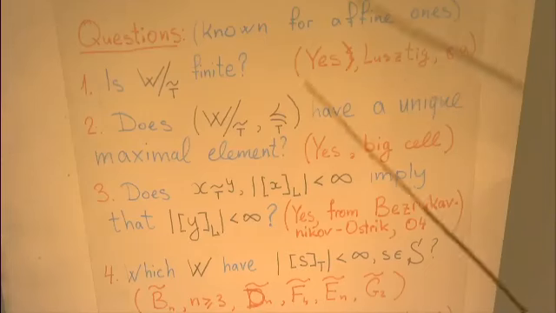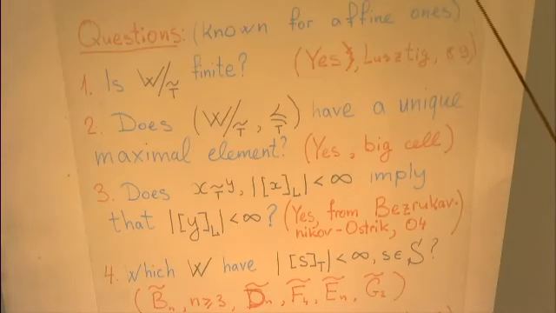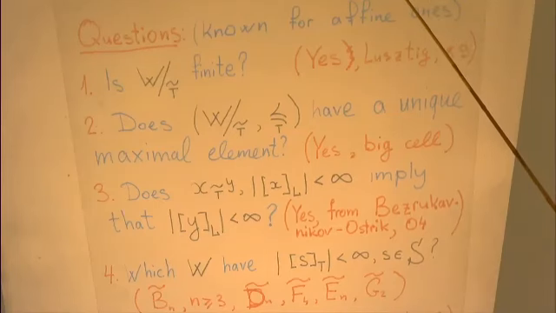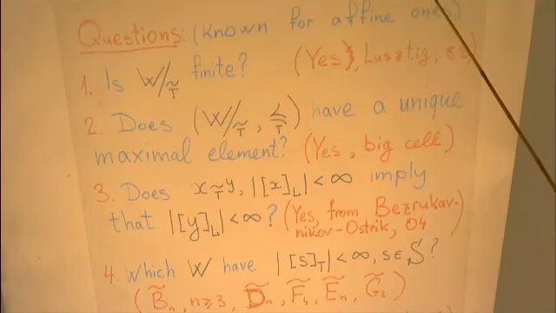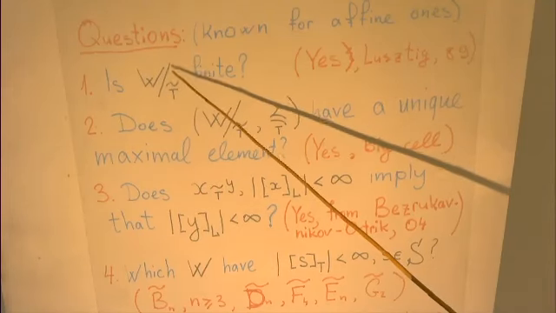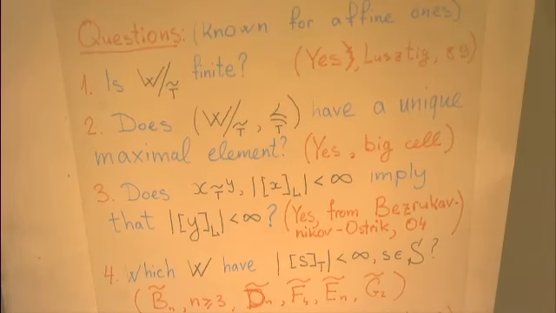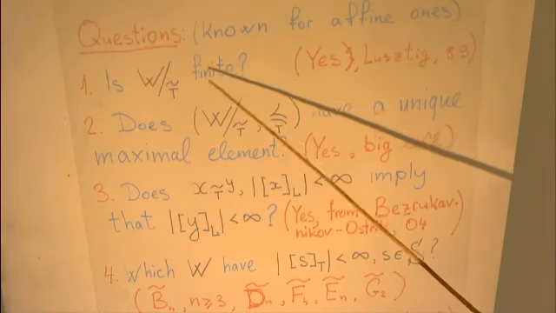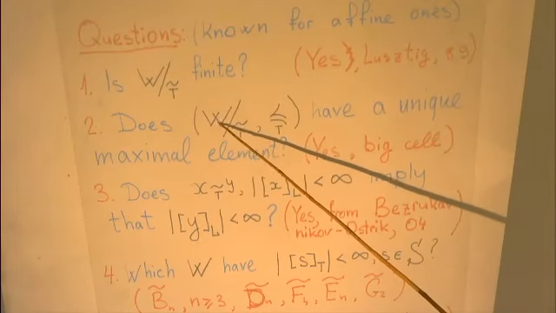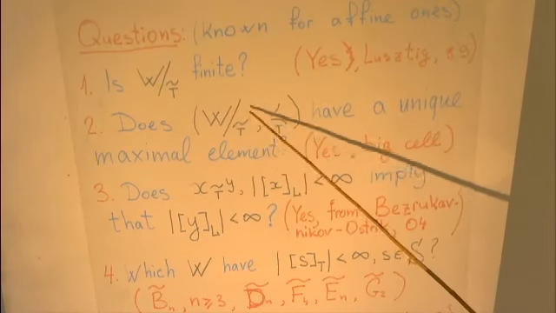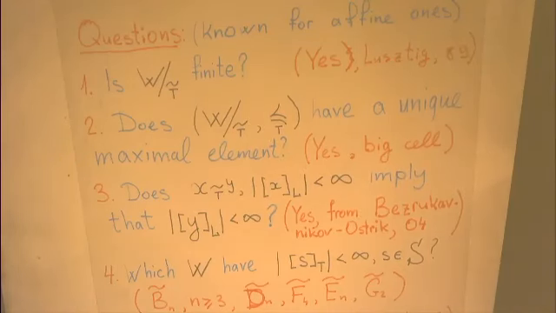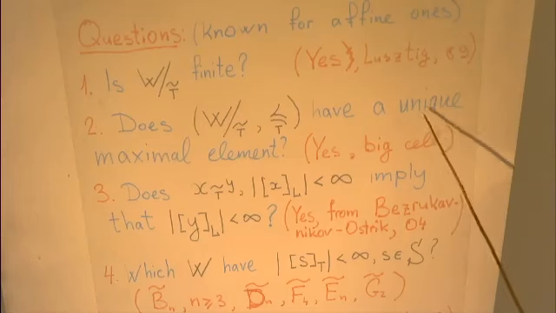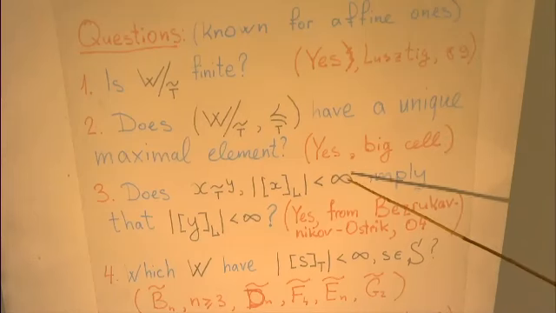First of all, cells are equivalence classes: left cells of this equivalence, right cells of this equivalence, two-sided cells of this equivalence. Is this set of double cells finite? Well, I don't know any counterexamples. Now, if you consider this set as a partially ordered set, does it have a unique maximal element? Well, again, we know in the affine case there is a big cell.